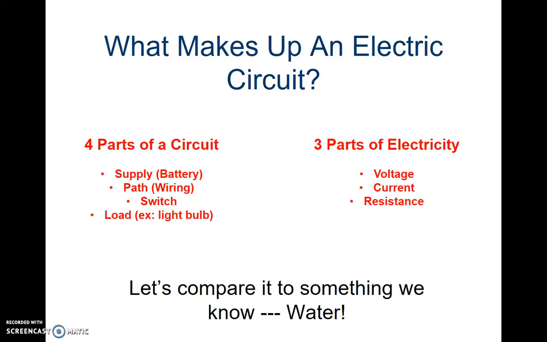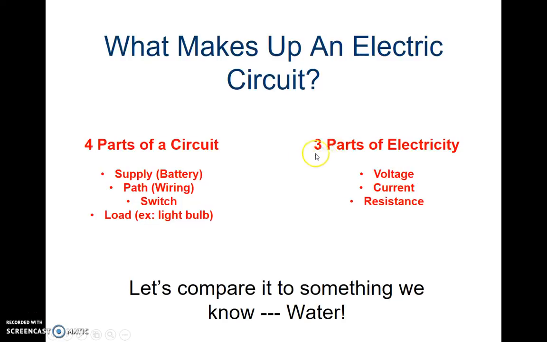Okay, so our four parts of a circuit. We have the supply, which is your battery or wherever the electricity is coming from. You've got the path, which is your wiring. You've got a switch, which turns it on and off. And then you have a load of some kind, whatever is actually using up that electricity. So, for example, you could have a light bulb. And these four parts, this is a basic flashlight. If you think about it, there's only four things a flashlight has. It has a battery, it has some wiring, it has a switch to turn it off and on, and it has a light bulb. Okay, so that's a flashlight circuit.